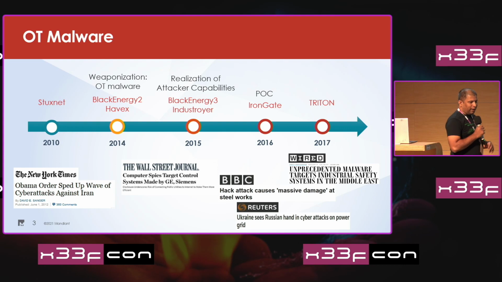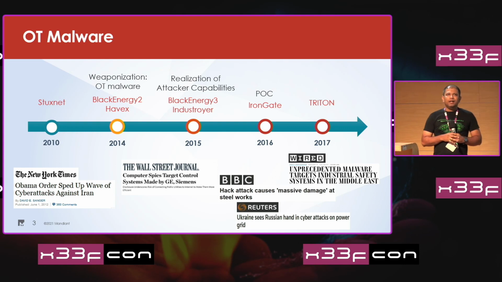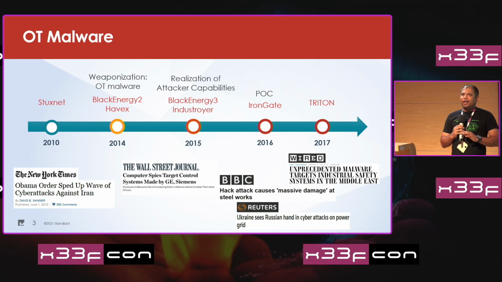Coming back to this slide, OT malware. Back in 2010, Stuxnet was uncovered. We don't know how many years before that Stuxnet was in operation and evolving. Now we are in 2022. If you see the numbers, Stuxnet 2010, 2014 Black Energy, 2015 Industroyer, 2016 Iron Gate, 2017 Triton, and recently there was Incontroller. 1, 2, 3, 4, 5, 6. 12 years and only 6 campaigns.